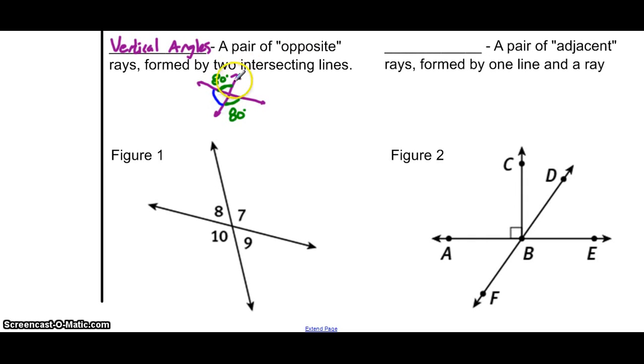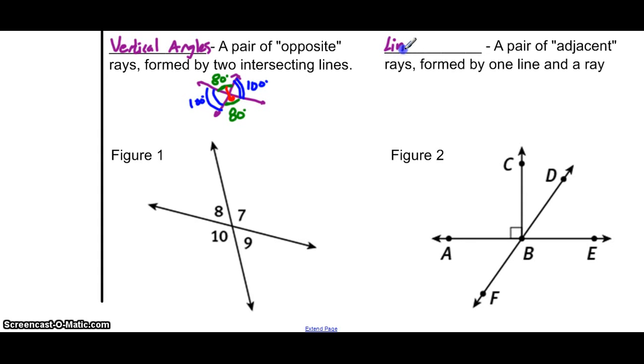This angle here and this angle here are also vertical angles. So for example, if this was 100 degrees, this would also be 100 degrees because they are vertical angles. They're across this vertex from each other. So again, from one angle, go across the vertex, this point right here, and you get to the other vertical angle that is congruent. Our last word is a pair of adjacent rays formed by one line and a ray.